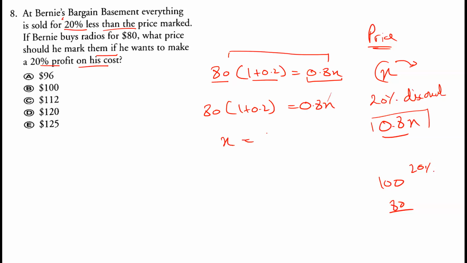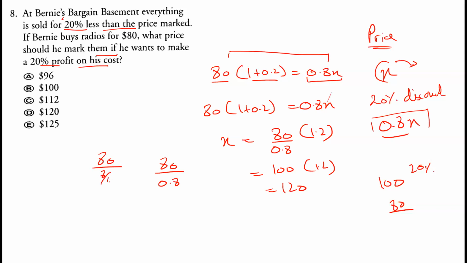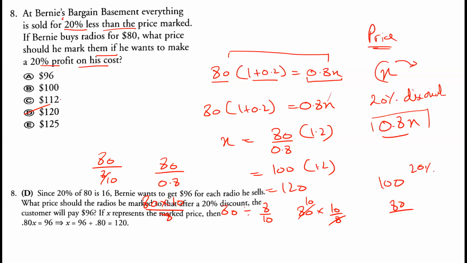So we can say x equals 80 divided by 0.8, times 1.2. So 80 divided by 0.8 would be 100, and this will boil down to 120. Why is 80 over 0.8 equal to 100? So we can say 80 divided by 8 over 10, so 80 multiplied by 10 over 8. So 8 ones are 8, 8 tens are 80, 10 tens are 100. 100 into 1.2 is 120. So option D is correct.